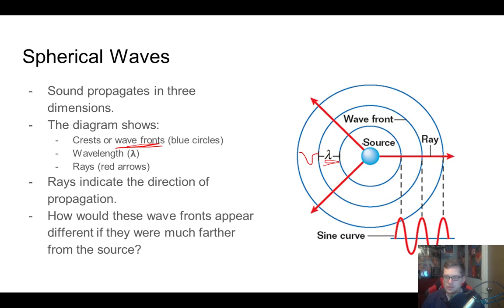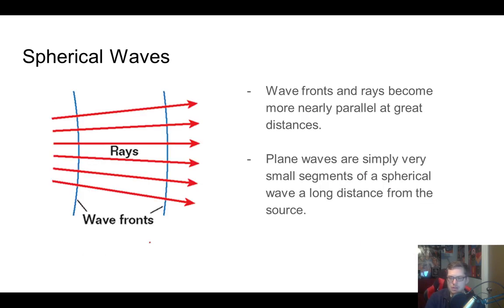These red arrows here are pointing to where our wave is going. Essentially they always point away from the source, the direction of propagation. So the question is, how would these wave fronts appear if they were much farther from the source? Well, the farther you are from the source, the more nearly parallel these wave fronts become at great distances. And think about it this way.